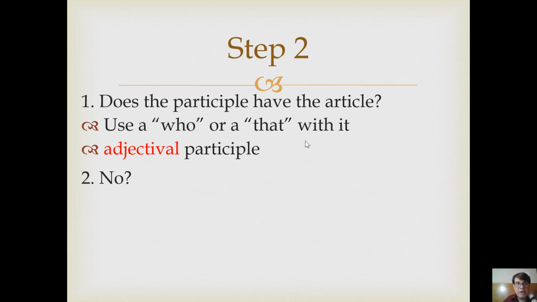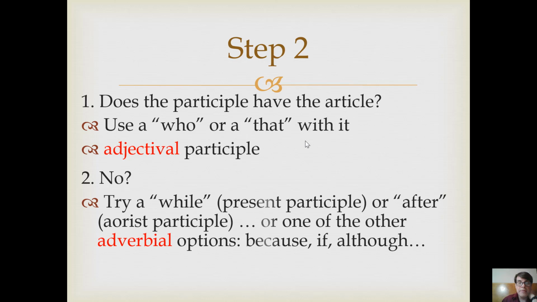If the participle doesn't have the article, now actually, technically, it could still be adjectival without the article. You're going to have to use your common sense. If a who or a that really fits, then it can still be adjectival even if it doesn't have the article. But if it doesn't have the article, try a while or an after. If it's a present participle, try while. Or if it's an aorist participle, try after. There are, of course, other adverbial options, because, if, although. These are other kinds of adverbial participles.